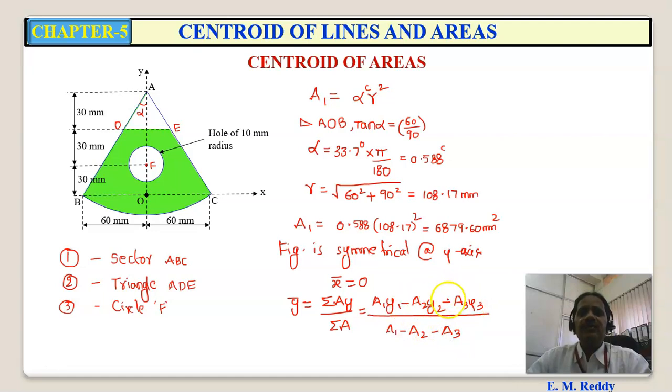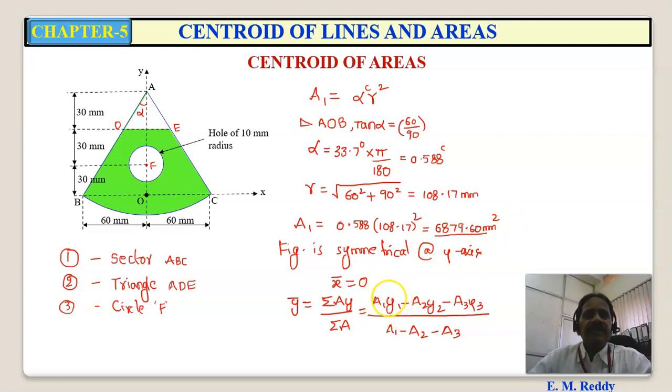Why this minus a2 minus a3? Because 2 is the triangle and 3 is the circle. So these portions are removed. Therefore, we are taking minus. Now we have got a1 as 6879.6. Now to calculate y1.